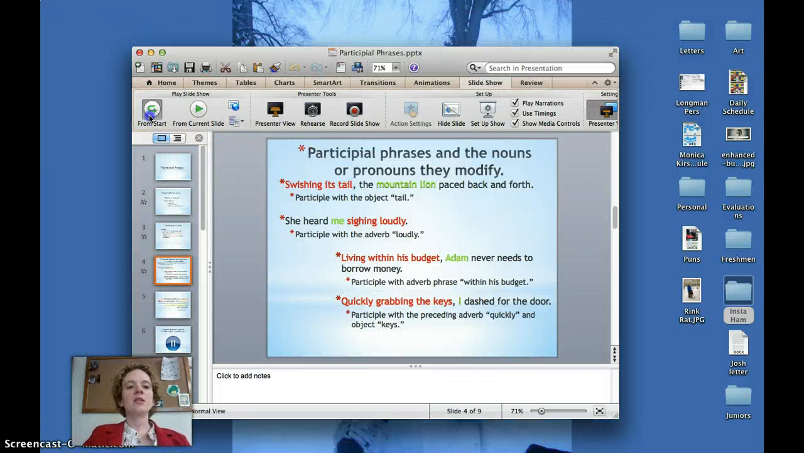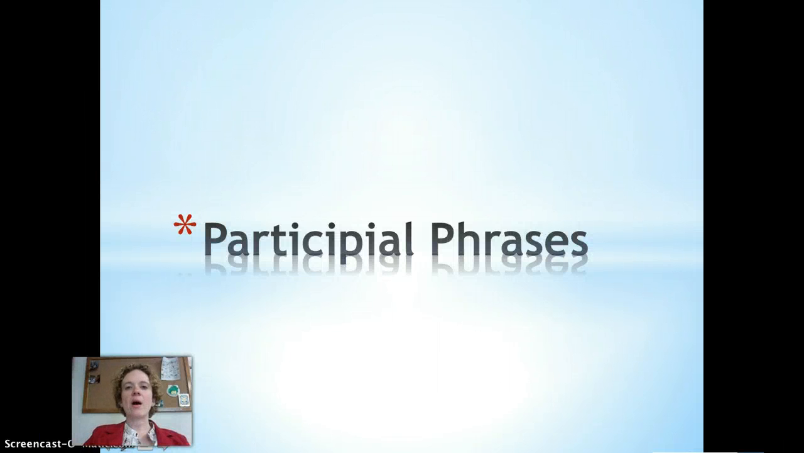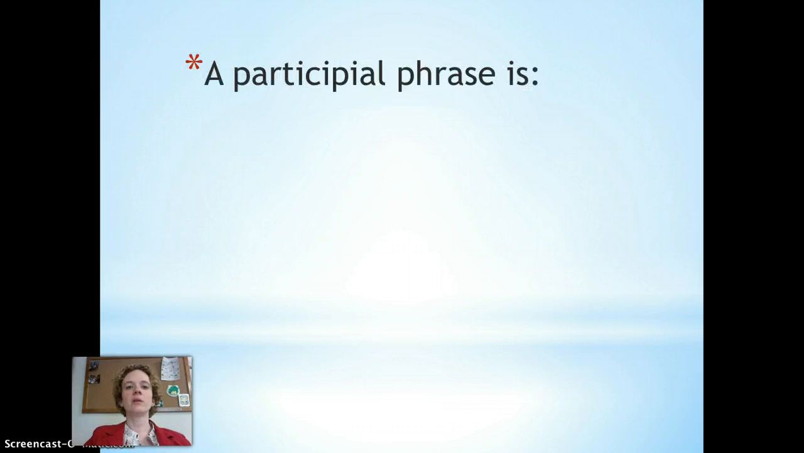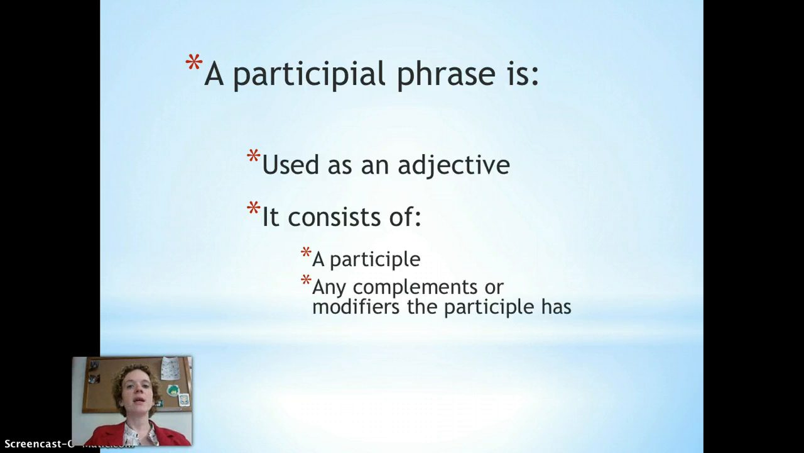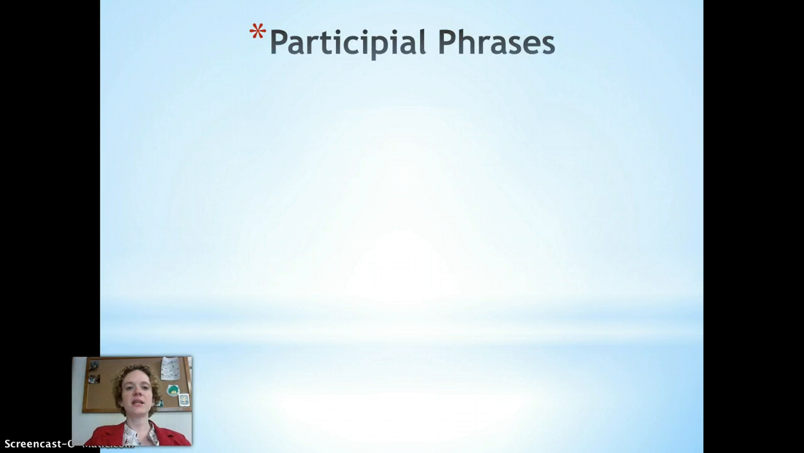Hi everybody! So today we're going to follow up our discussion of participles by talking about participial phrases. Okay, so what are they? A participial phrase is used as an adjective, and it consists of a participle and any complements or modifiers that the participle has. So let's take a look at some examples of sentences that have participial phrases in them.